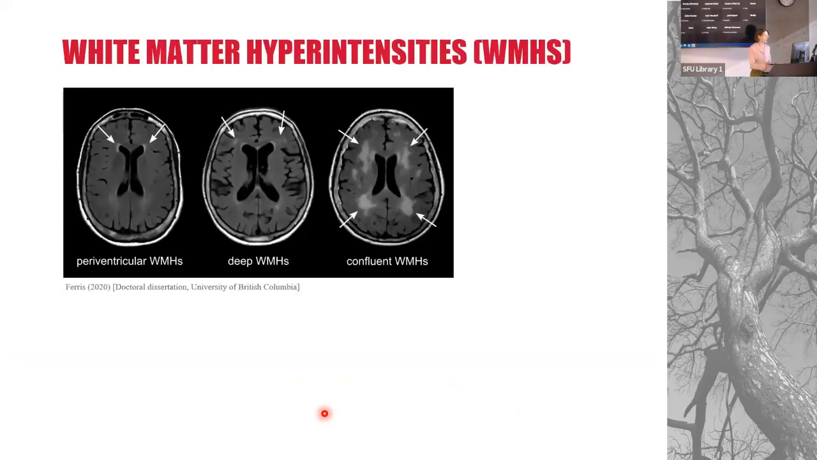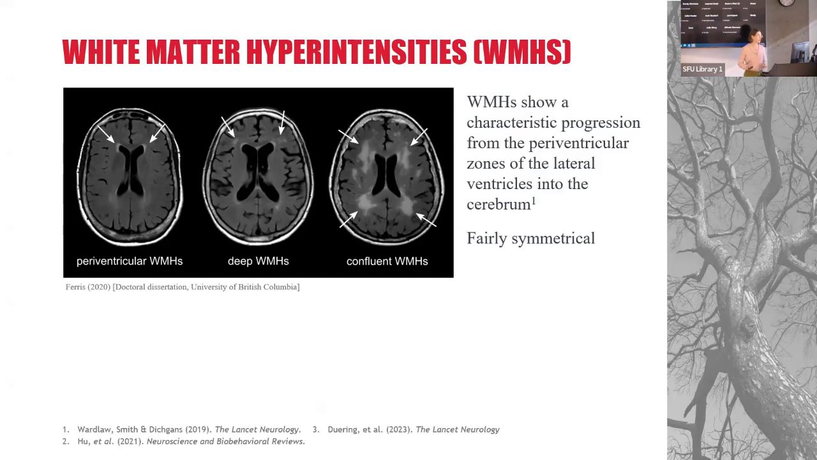So giving an image here of some different types of white matter hyperintensities and some of the typical progressions that we see with white matter hyperintensities, they tend to start around the rims of the lateral cerebral ventricles in a periventricular distribution. And then they gradually extend outward into the deep cerebral white matter and ultimately become confluent or sort of merging between deep and periventricular lesions. They're also fairly symmetrical in their distribution, but not always.